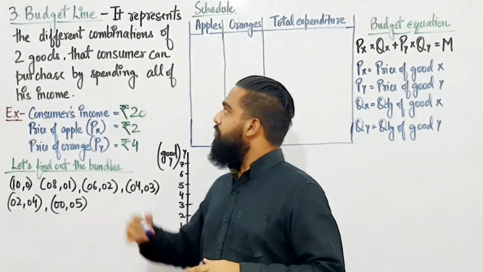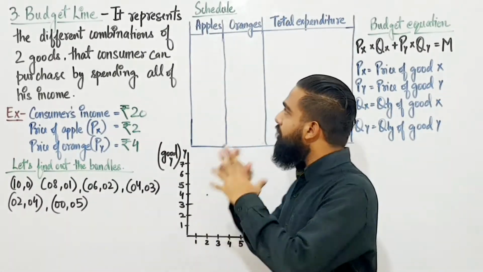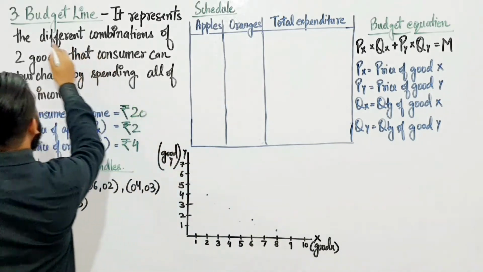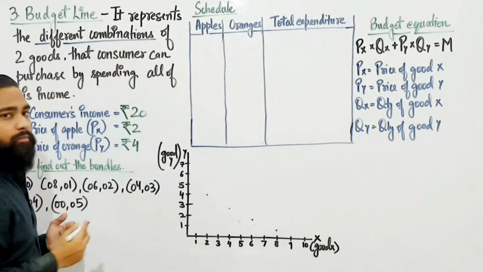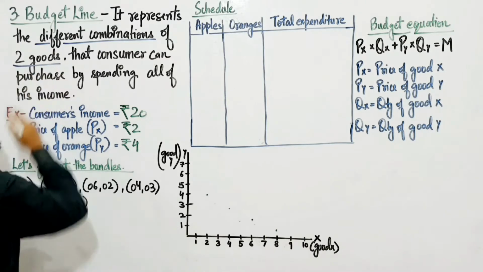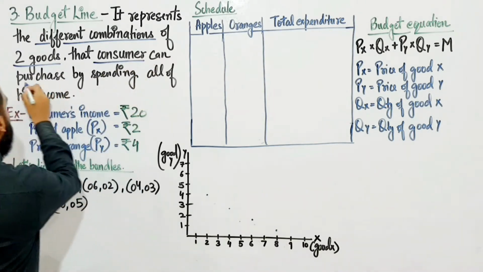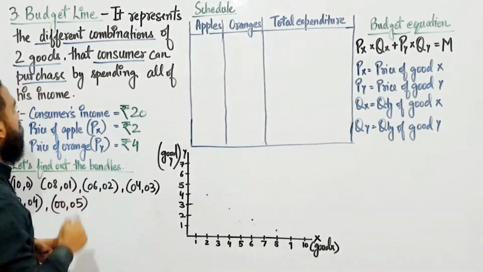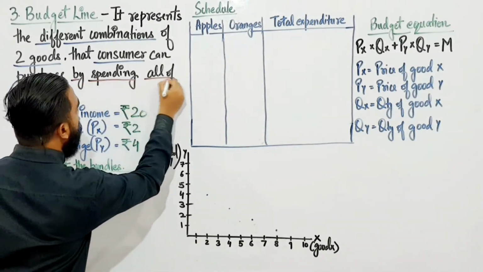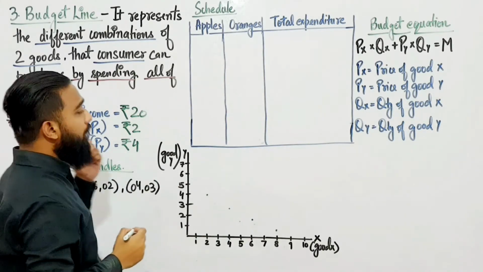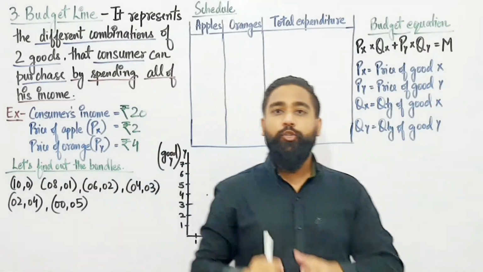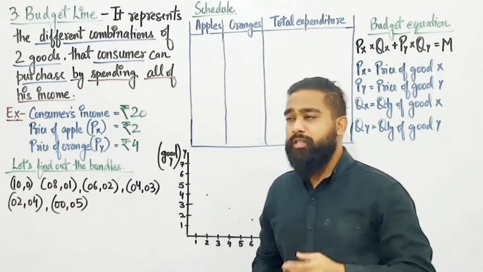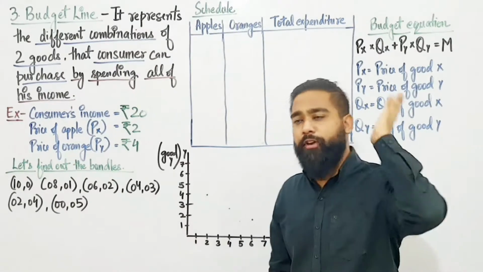The next topic is budget line. Now, what is budget line? Basically, budget line represents different combinations of two goods that the consumer can purchase, and the keyword is by spending all of his income. In the budget line, the consumer has to consume two goods and he has to spend all of his income.